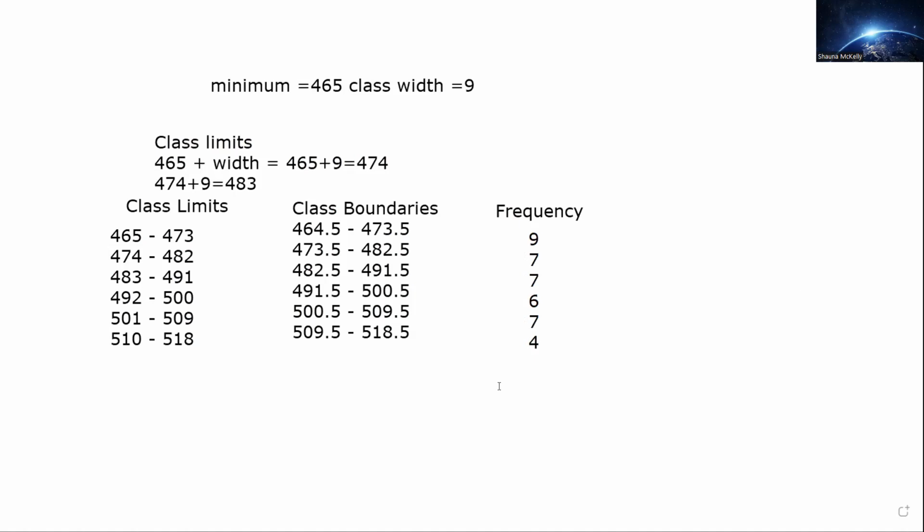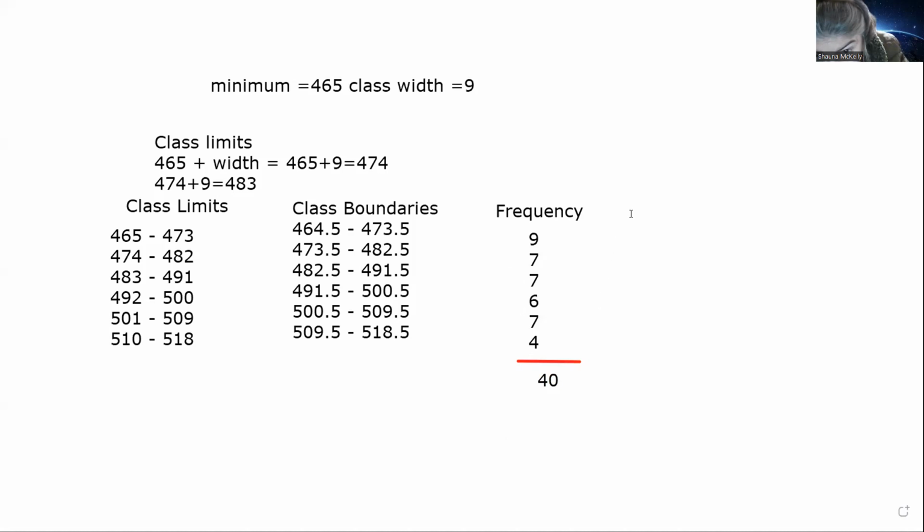Now, it's always a good idea to add up your frequencies and make sure that they add up to the number of data values that are in your data set. So if you add 9 plus 7, you get 16. 16 plus 7 is 23. 23 plus 6 is 29. 29 plus 7 is 36. And 36 plus 4 is 40. There are 40 data points in your distribution.